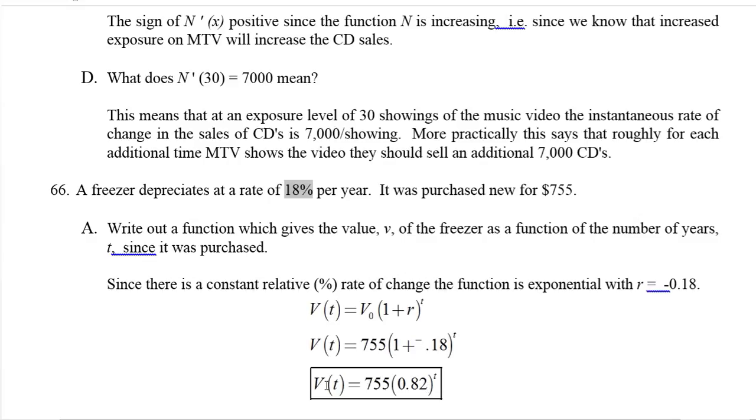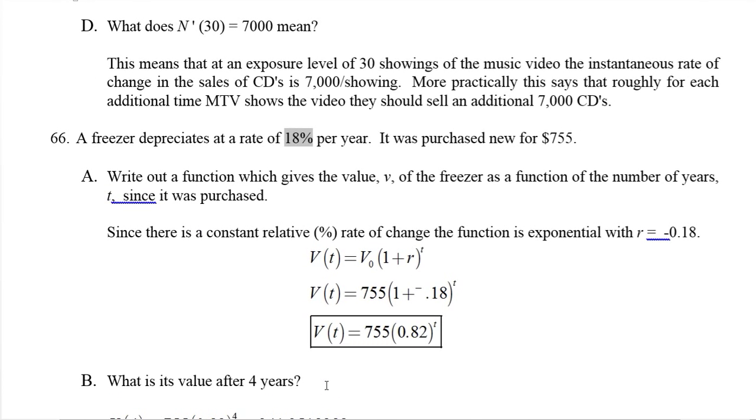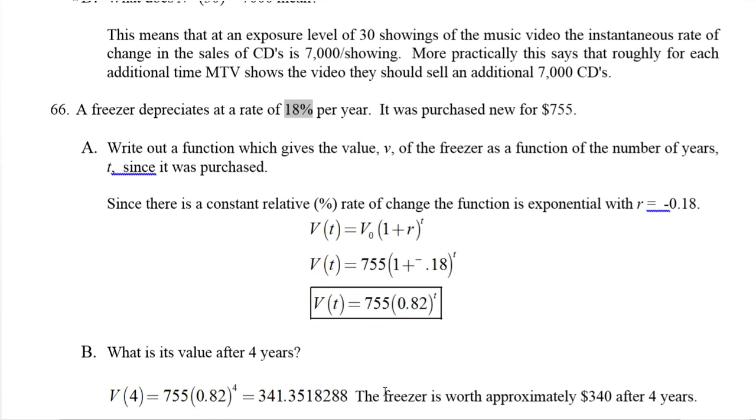V, of course, is the value that you have, not how much you've lost. So it is 755, the initial value, times 0.82 to the t. Notice if you plug in t as 0, you get 755. That's the initial value. And then as t gets bigger, the value goes down. What's its value after 4 years? We'll just plug in 4 for t and evaluate.